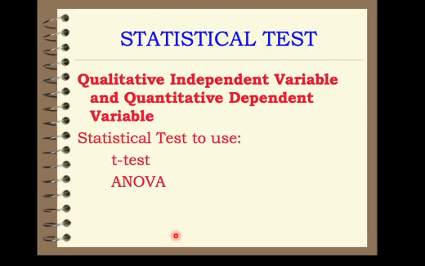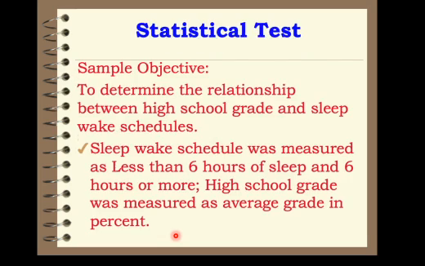Now, if the independent variable is qualitative and the dependent variable is quantitative, the statistical test to use is a t-test or ANOVA. Let's give an example to determine the relationship between high school grade and sleep-wake schedules. Sleep-wake schedule was measured as less than 6 hours of sleep and 6 hours or more, and high school grade was measured as average grade in percent.